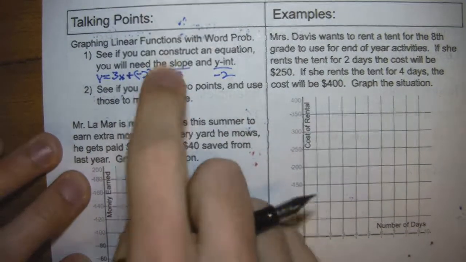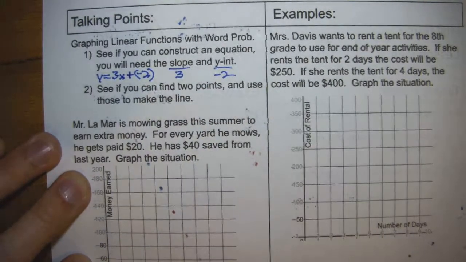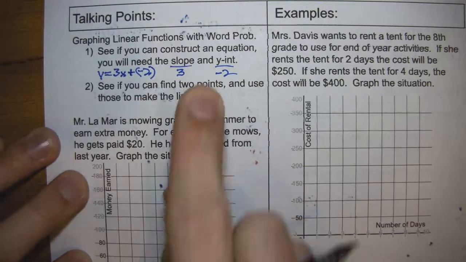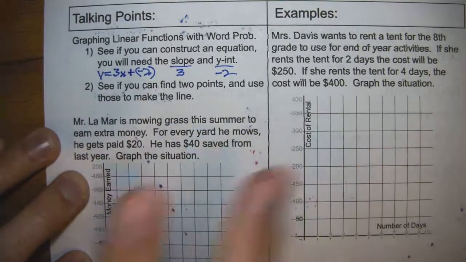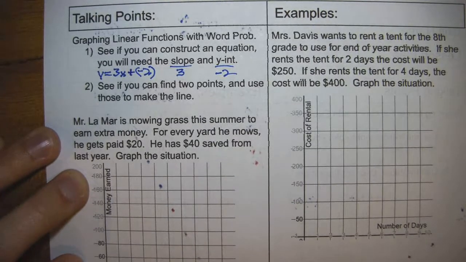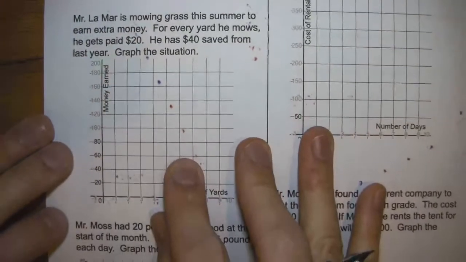If for some reason that doesn't work, maybe they don't give you the slope or they don't give you the y-intercept, well, in cases like that, see if you can find 2 points and graph those. Because remember, we said so long as you have 2 points, you can graph a line. Again, we'd prefer more points, but if we don't have those, it's okay. We'll go from there. So let's try some examples.